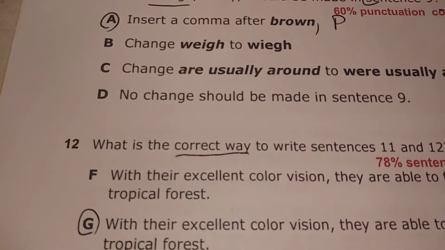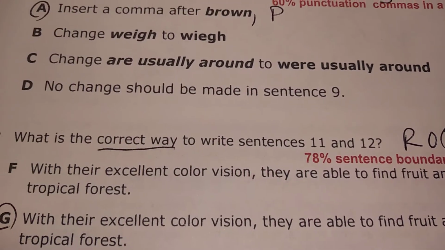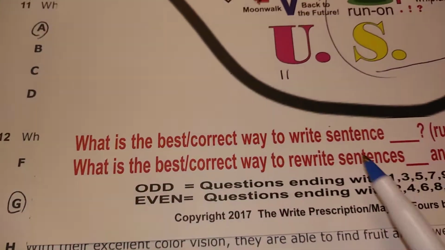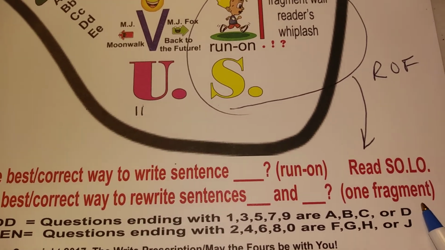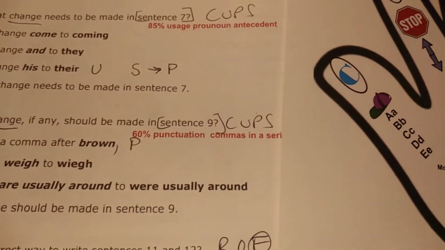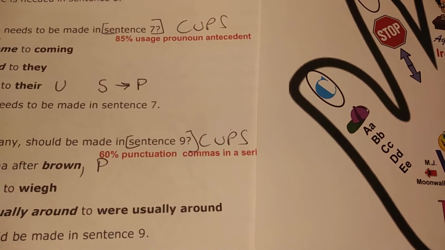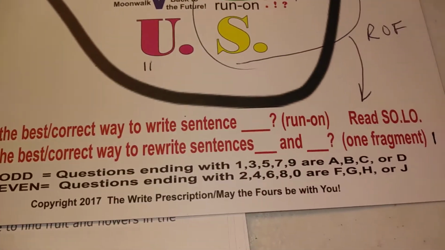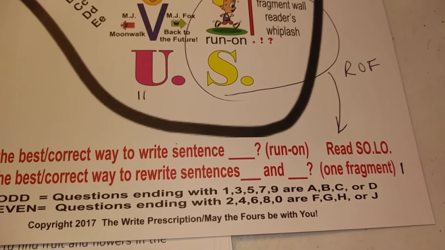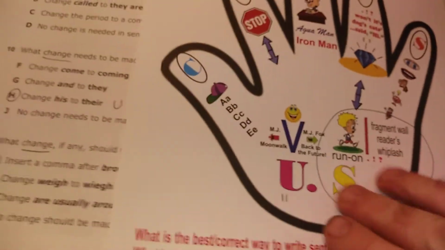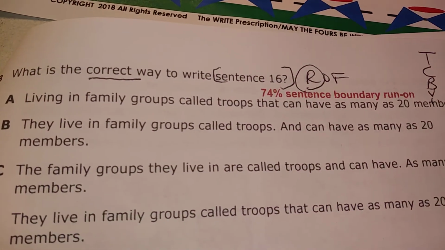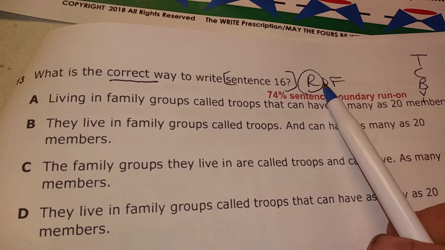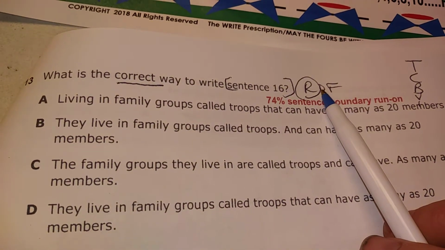Number 12. What is the correct way to write sentence 11 and 12? So because it says correct sentences, that means that one of them is a fragment. So we are going to place a tally mark next to the sentence boundary sentences. All right. Number 13. What is the correct way to write the sentence? And in this case, it happened to be a run-on.